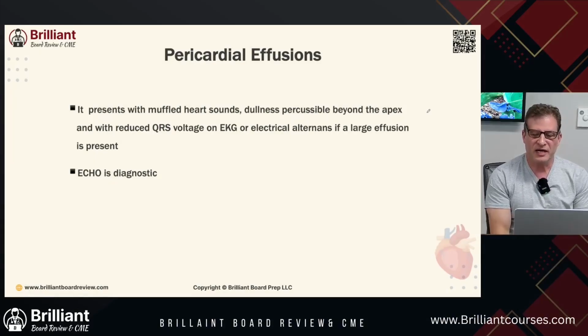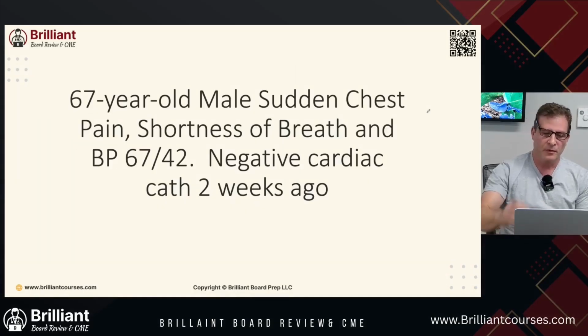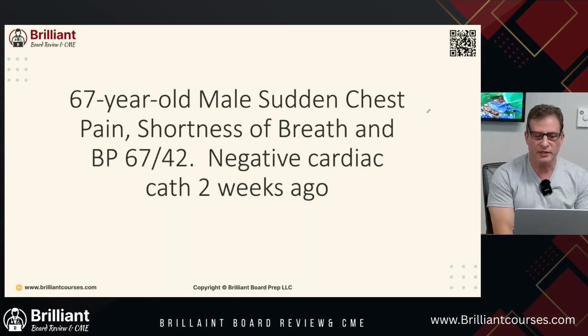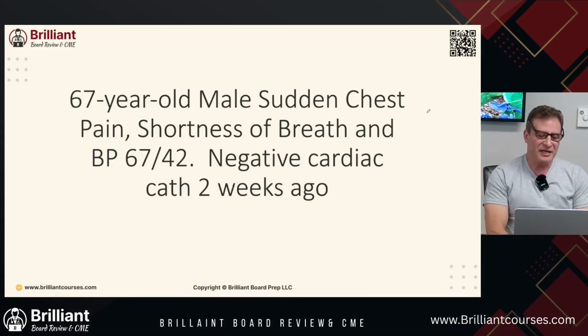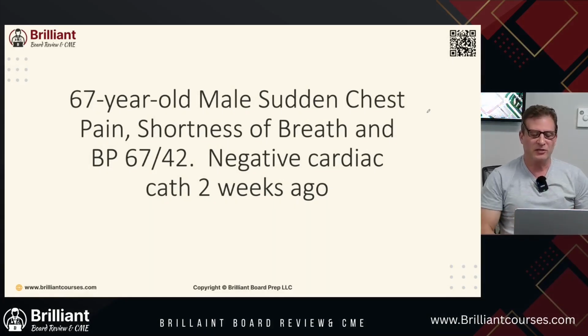If an asymptomatic effusion does not resolve in 3 months, pericardiocentesis should be performed. All right, let's get a clinical scenario right here. A 67-year-old male with sudden chest pain, shortness of breath, and blood pressure of 67/42. So the MAP is low. They had a negative cardiac cath 2 weeks ago. So what's going on? Now they have sudden chest pain, shortness of breath, and a low blood pressure.